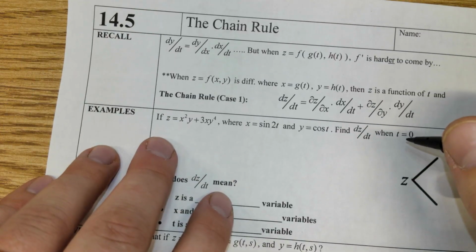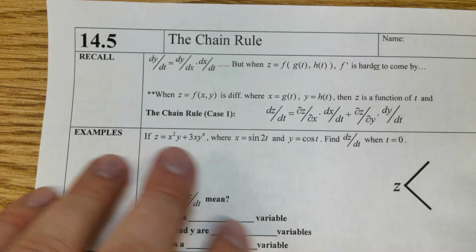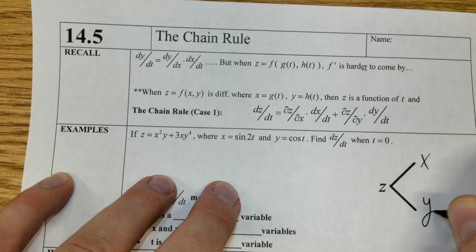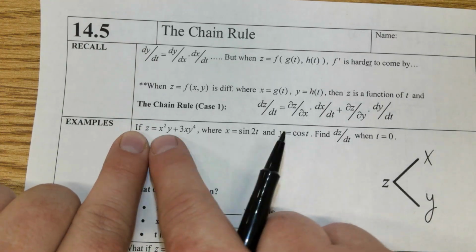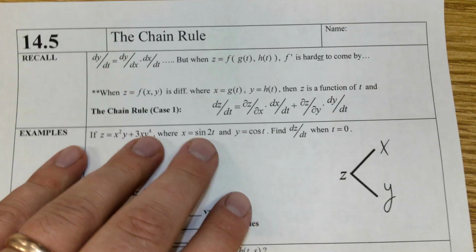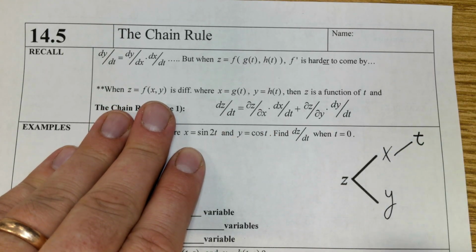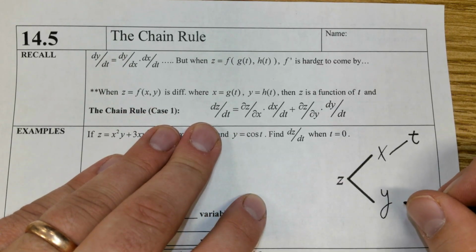Let's look how this continues. Let's just do a little bit. Let's crunch some numbers here. First, let's build out the tree diagram. Z is dependent on x and y, right? Z over here is a function of x and y, but x depends on t. And y also depends on t.